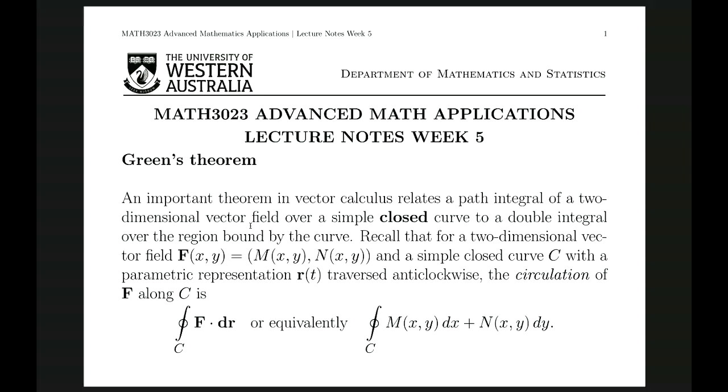Right? Now, let's recall that if I've got a vector field in 2 dimensions, so its x component and y component are both functions of x and y, and some curve C, this, without the circle, is the circulation, right? The shorthand for the circulation. The way we do it is we come up with a suitable parameterization. This is basically F dotted with the derivative of the position vector r, and we integrate from t equals a to b or whatever it is.